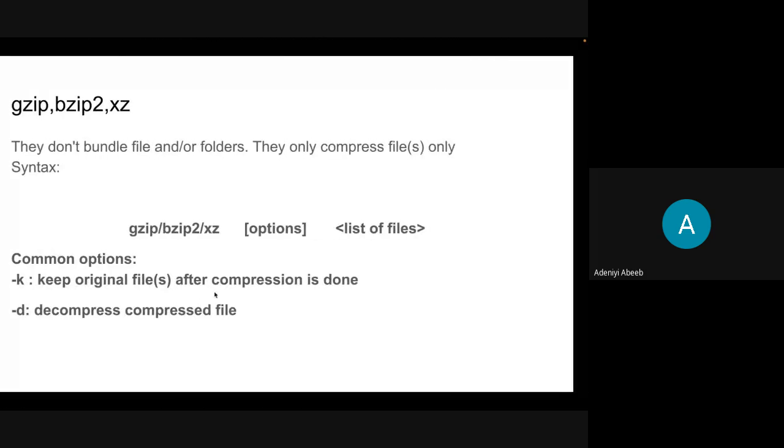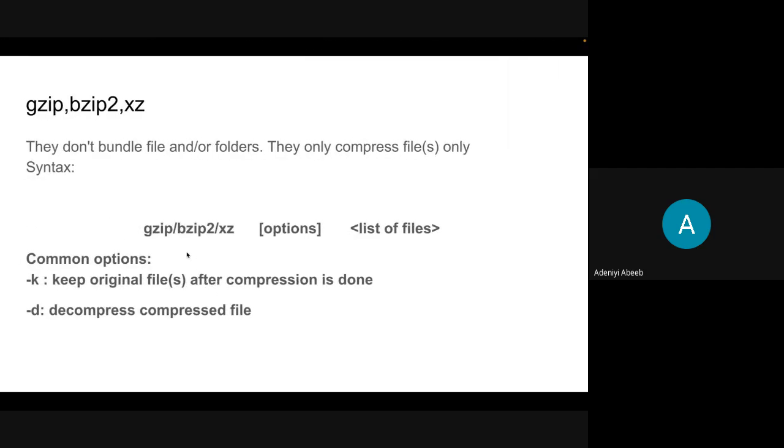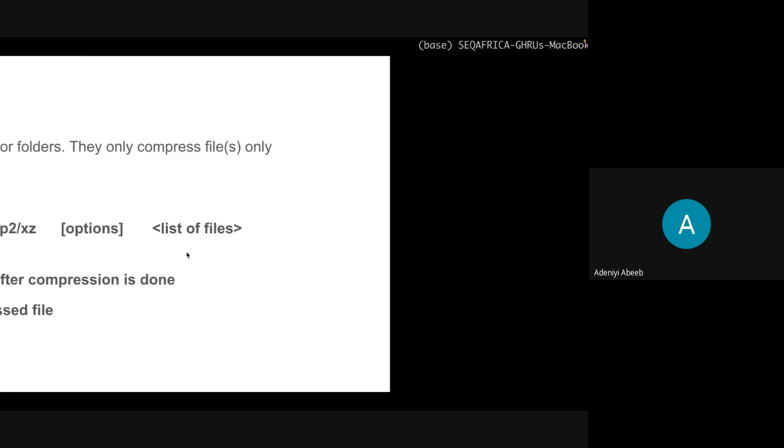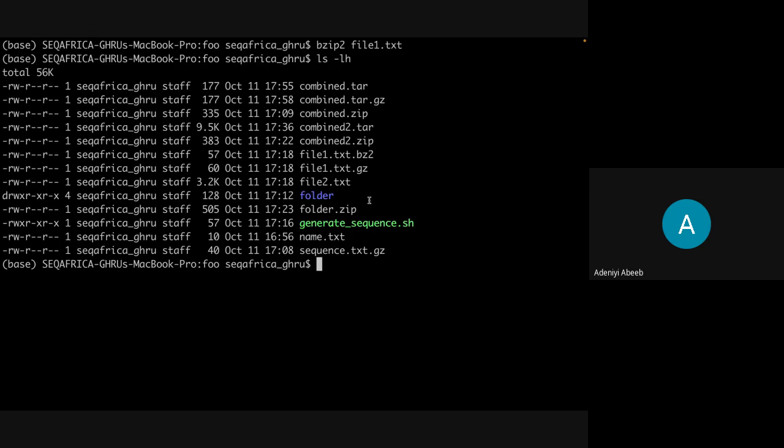So, this was for gzip. If it is bzip that you're actually interested in using, all you have to do is change this. It's still the same thing. It's only this part that is changing. We will use bzip2 and then ls -lh. You can see we have one with bzip2. It's just the same thing.